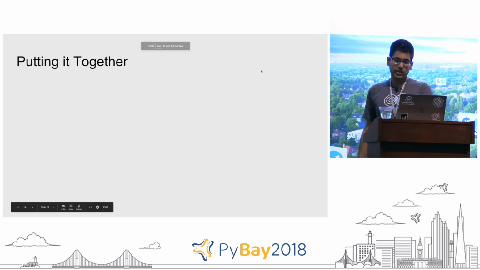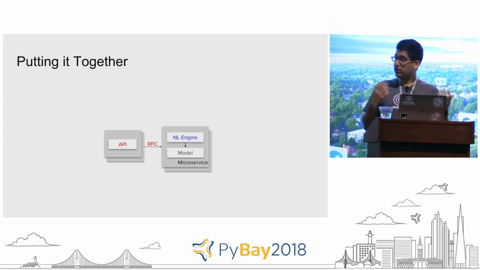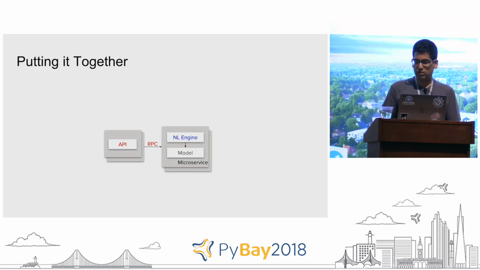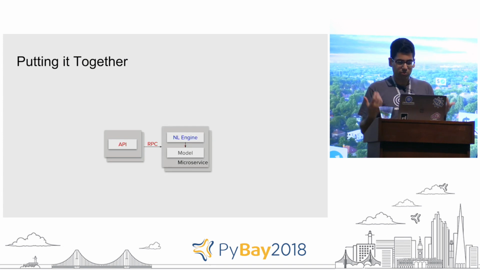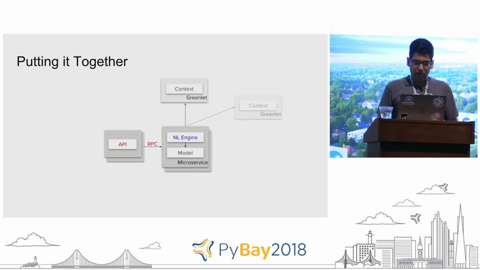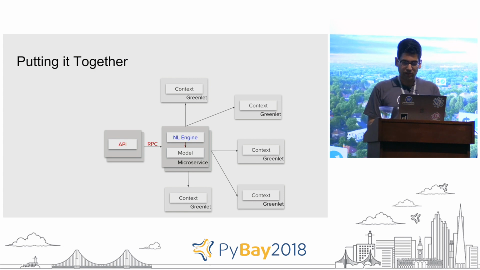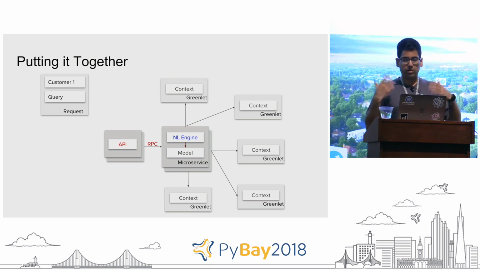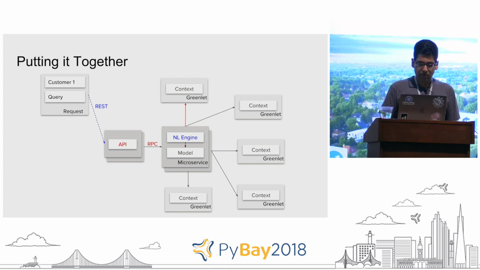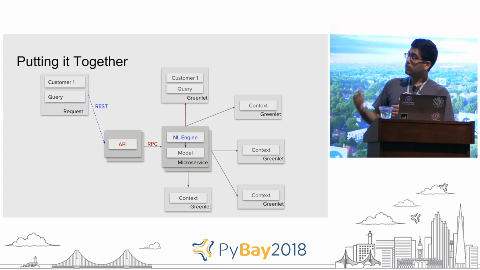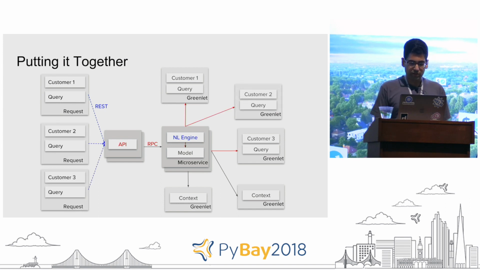So, putting this together, we've got our API. It uses an RPC to talk to our natural language engine inside of a microservice. That microservice then fires up about 5 or so greenlets. It could be any number, depending on how much throughput you think you can get. Then a customer request comes in using REST, and we update the greenlet with that context. Subsequent requests get served by other greenlets as well.